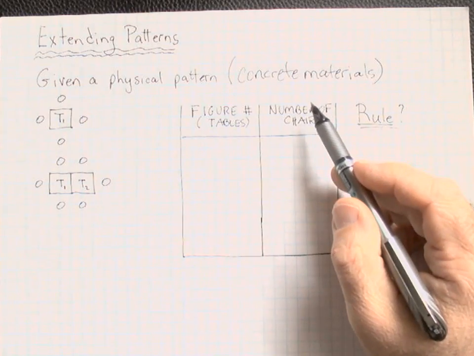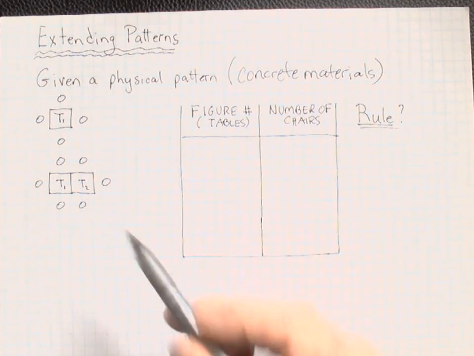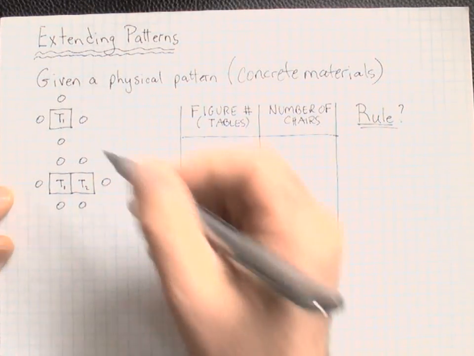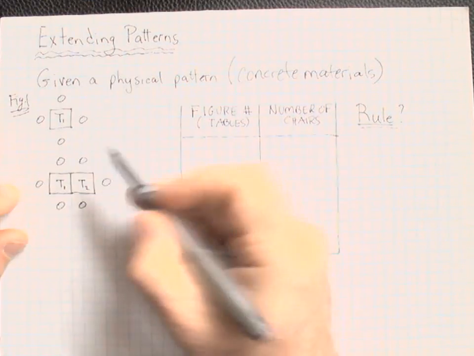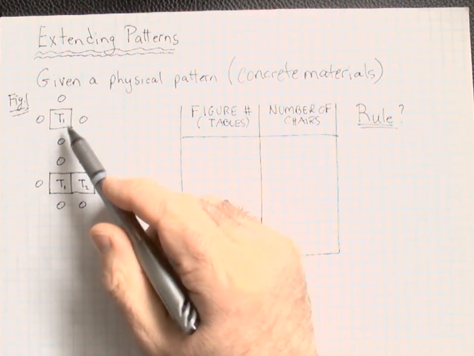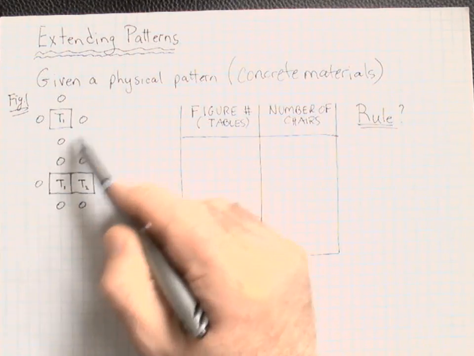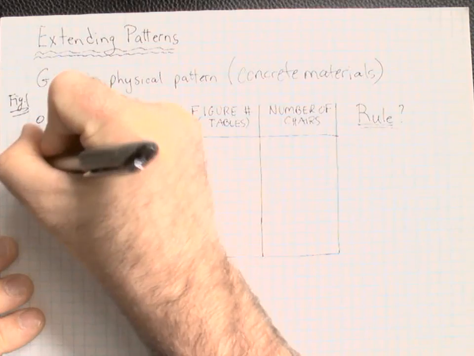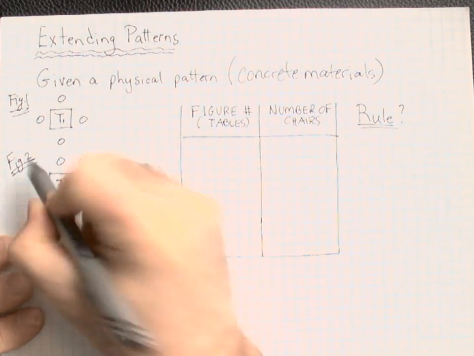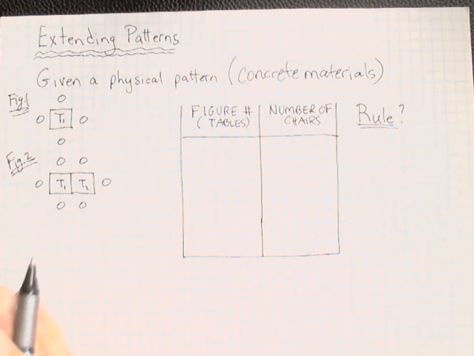Things like blocks, etc. So here I've drawn our first picture. So this is figure 1. And figure 1 is a table. It's got 4 chairs around it. And then I've started the pattern off, figure 2. We add a table and we bump it out so that we can add more chairs.